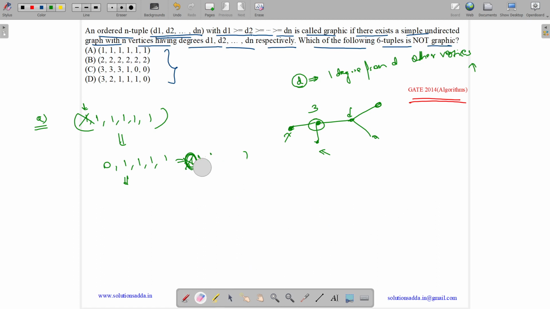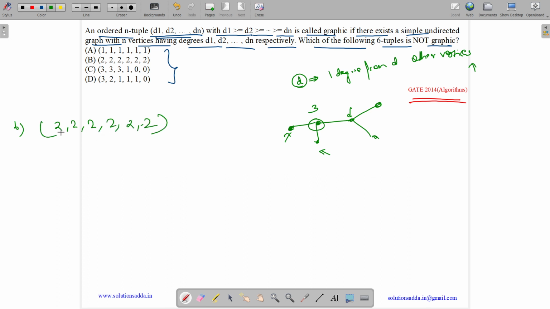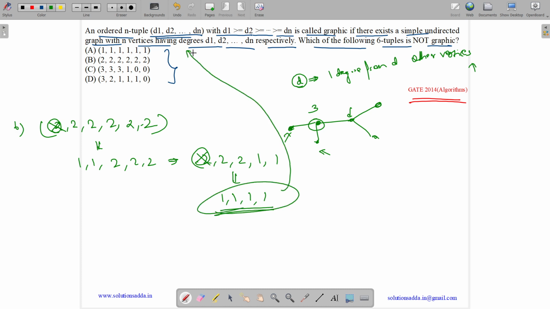Now let us see option B. This is basically the Havel-Hakimi theorem to find whether a degree sequence represents a graph or not. Now we will remove this vertex. We must reduce 1 degree from 2 vertices. It is 2, so 1, 1 should be reduced from 2 vertices. So we get 1, 1, 2, 2. If we sort it, we get 2, 2, 1, 1. Now if we remove this, we must remove 1, 1 from 2 vertices. So we get 1, 1, 1, 1. We have already seen that all ones is a possible degree sequence. So B is also possible.